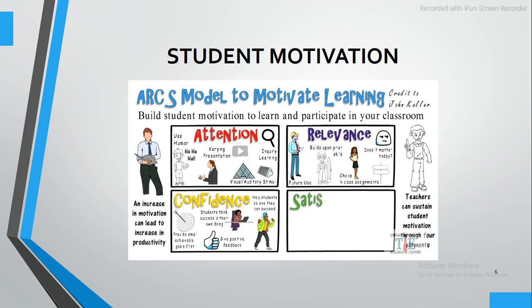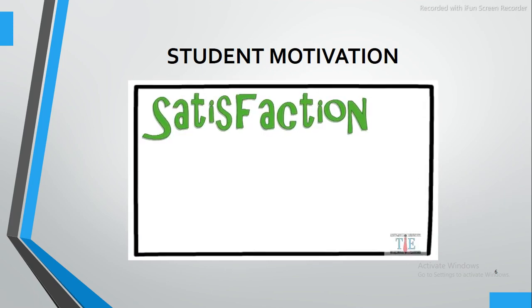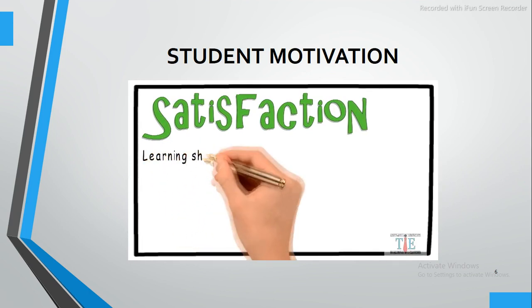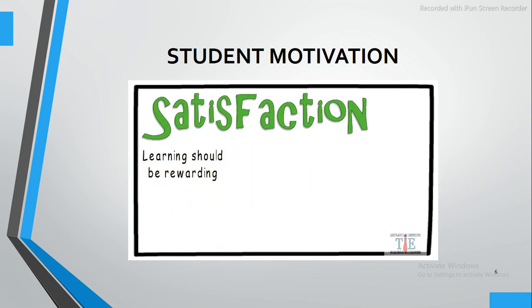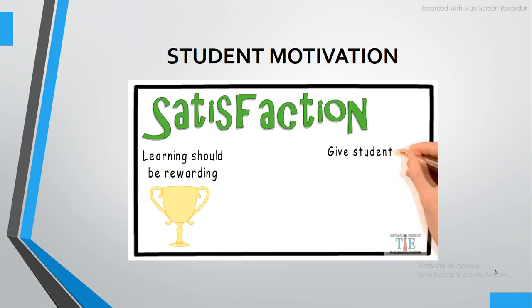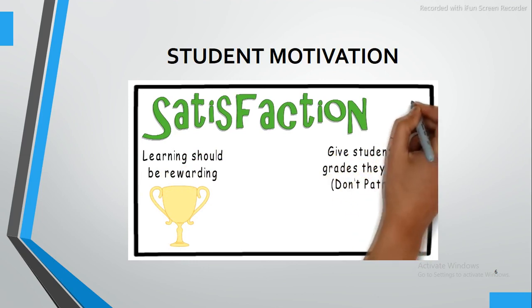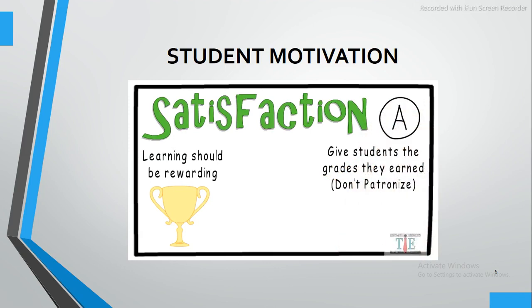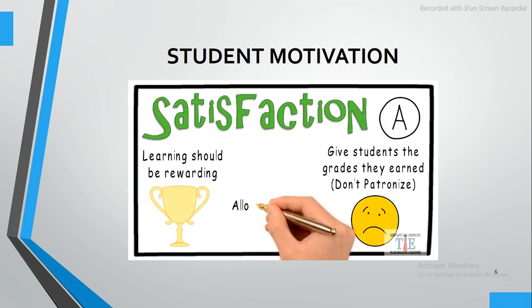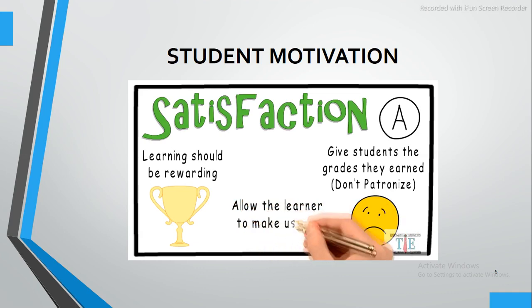And the last element of student motivation, the S from ARCS, is satisfaction. I think teachers sometimes forget that learning should be a rewarding process. Earning good grades in class is a legitimate achievement, something to be proud of. Also, give students the grades that they have earned. Don't patronize them by giving them an A when they didn't deserve it. Make sure an A is something special. Students lose faith in themselves and the school when they receive grades they didn't feel they really earned. And lastly, allow the learner to make use of their knowledge.